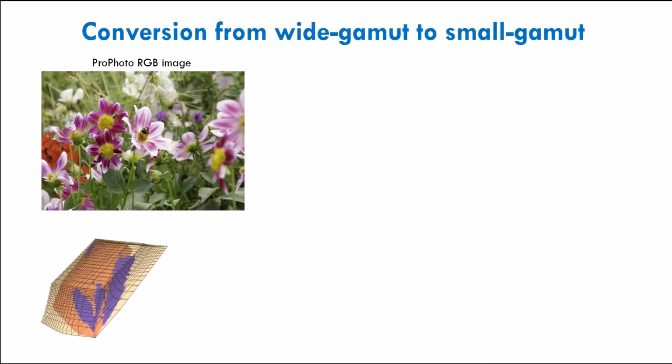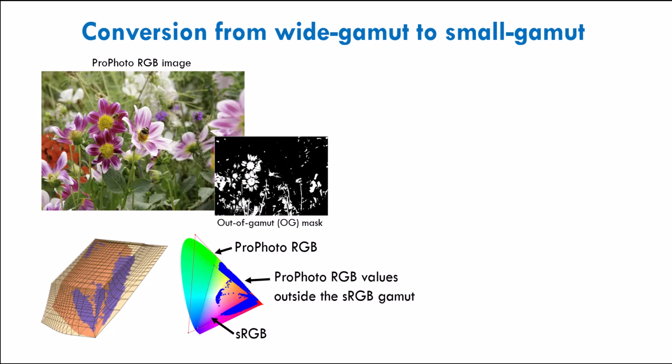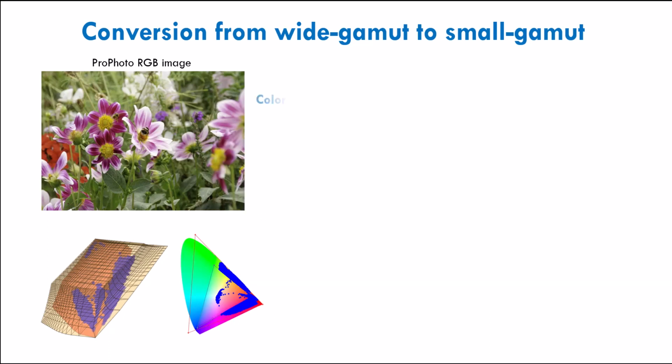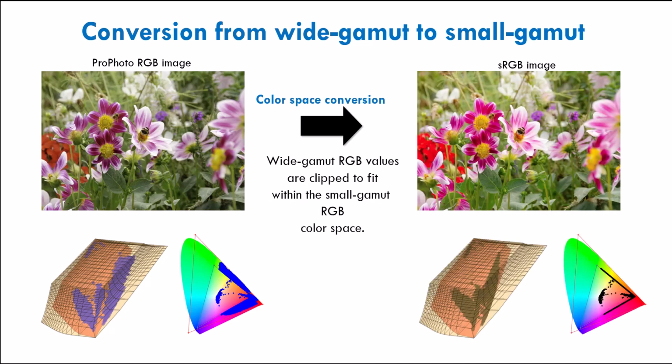Here we see an image encoded in ProPhoto. The sRGB and ProPhoto gamuts are shown. ProPhoto RGB values outside the sRGB color gamut are also plotted. A mask shows the location of these out-of-gamut pixels. We can also visualize this 3D plot as a chromaticity diagram. When the ProPhoto image is converted to sRGB, the out-of-gamut pixels are clipped to fit inside the smaller gamut.